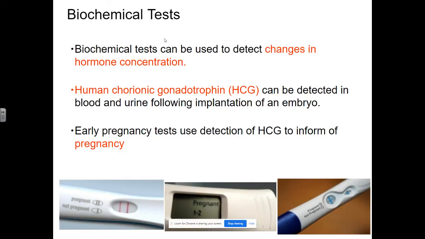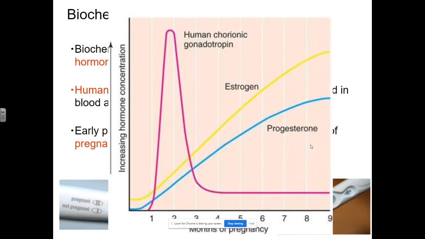So biochemical testing is carried out along with the anomaly scan to give you an idea of what's going on. Biochemical tests can be used to detect changes in hormonal concentration. As I said, HCG, human chorionic gonadotrophin, can be detected in the blood and the urine following the implantation of the embryo. This is what we use, something called an ELISA test, to detect pregnancy.